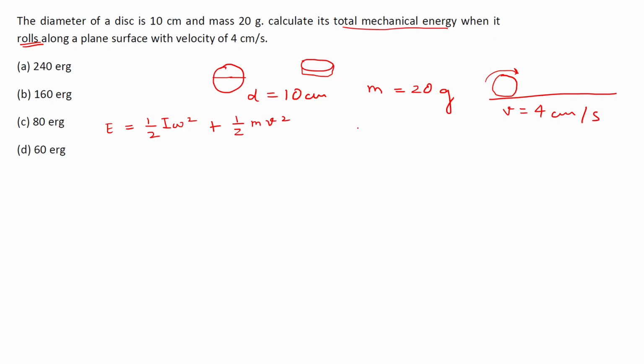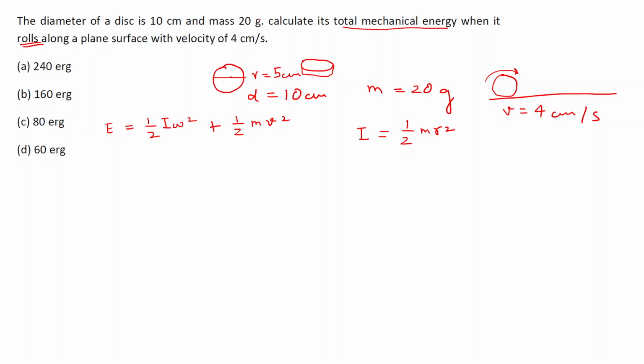Now again, for this disc, we have just been told it's a disc of this diameter. We have not been told it's hollow or something, so we are considering it solid. So moment of inertia for a solid disc is half m r square. Where D is 10 centimeter, that means R will be 5 centimeter.